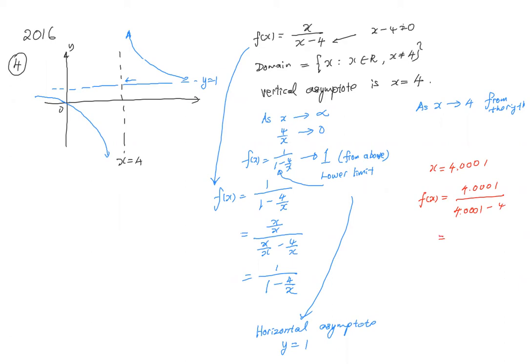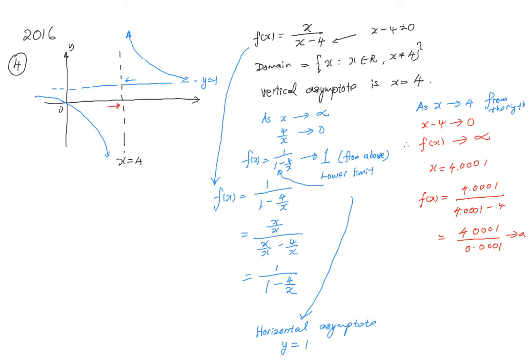Definitely, it will be divided by something very, very small, correct? So it will approach infinity, am I right? The reason is that x minus 4 will approach 0. So therefore f(x) will approach infinity. So that's why the graph goes to infinity.